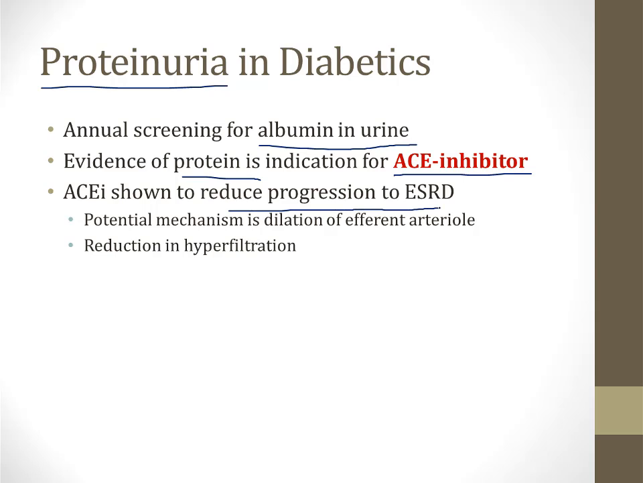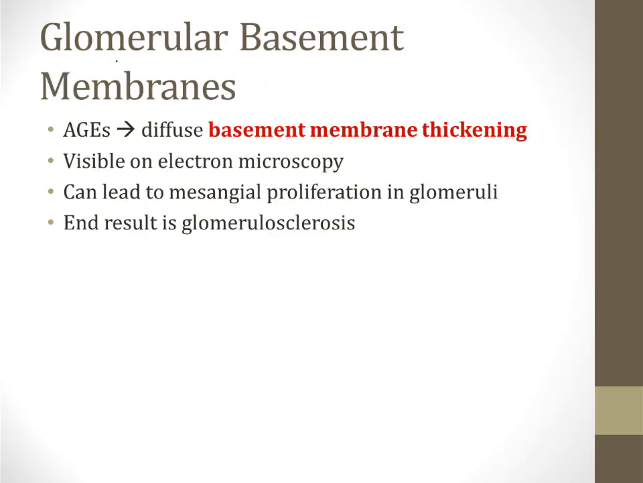One of the potential mechanisms for this effect is dilation of the efferent arteriole. I just told you that the efferent arteriole is commonly affected in diabetes, and ACE inhibitors preferentially dilate this portion of the kidney. This will reduce the hyperfiltration, and this may be why ACE inhibitors reduce the progression to end-stage kidney disease.